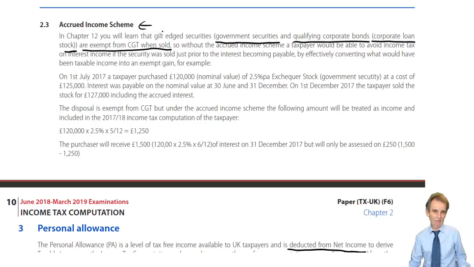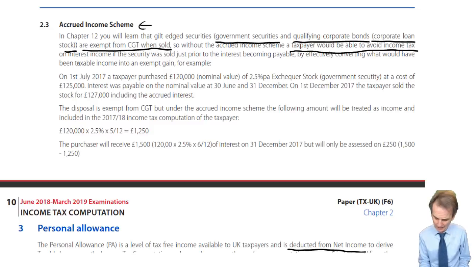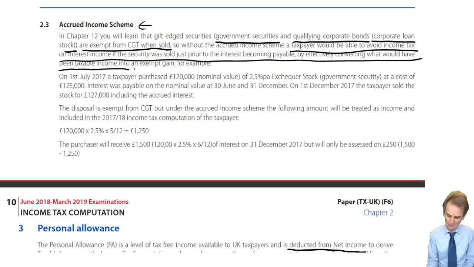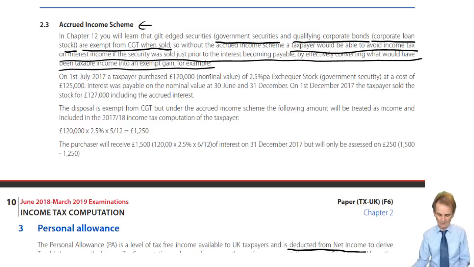Now, that's the reason for having this particular scheme. You don't have to worry about the reason for it, but you have to deal with the mechanics of it. So what happens here? How do we deal with it? Point, as I've said, a taxpayer would be able to avoid income tax on interest income if that security was sold just prior to the interest being payable, by effectively converting what would have been taxable income into an exempt gain. Now, here's an example to illustrate.